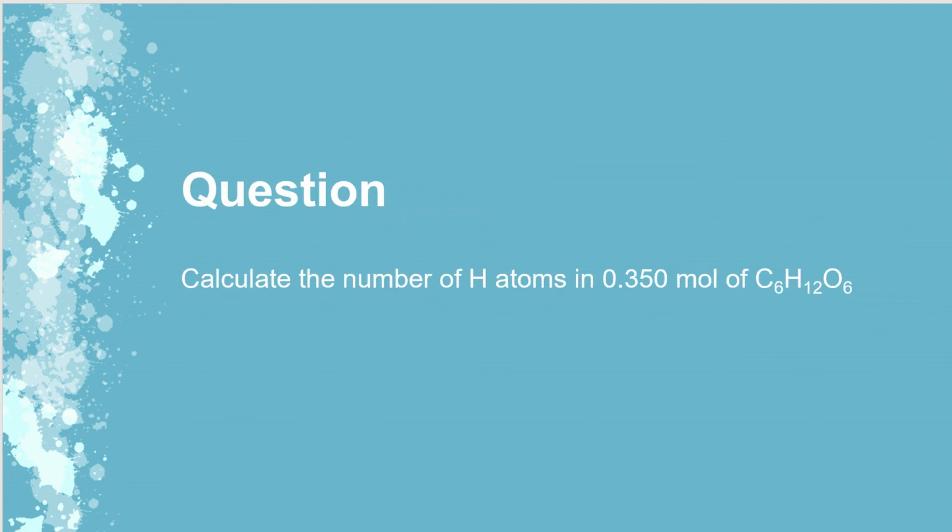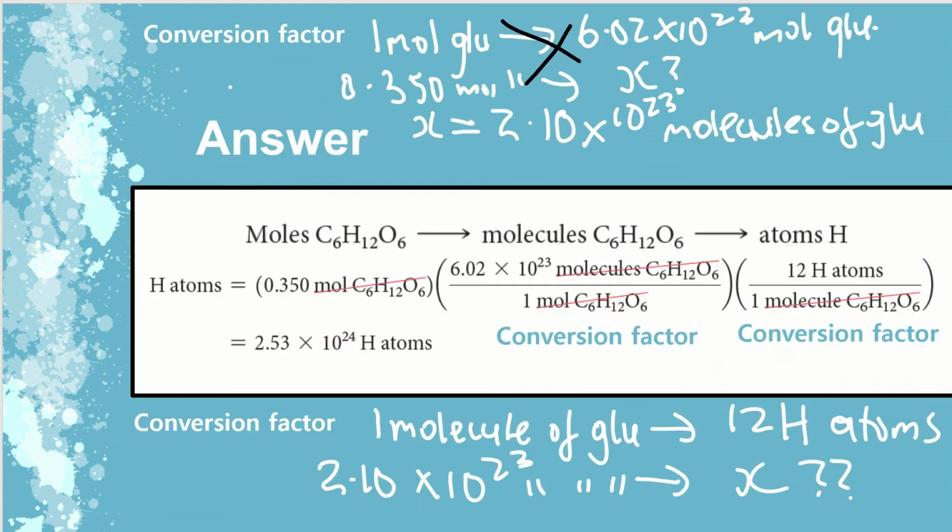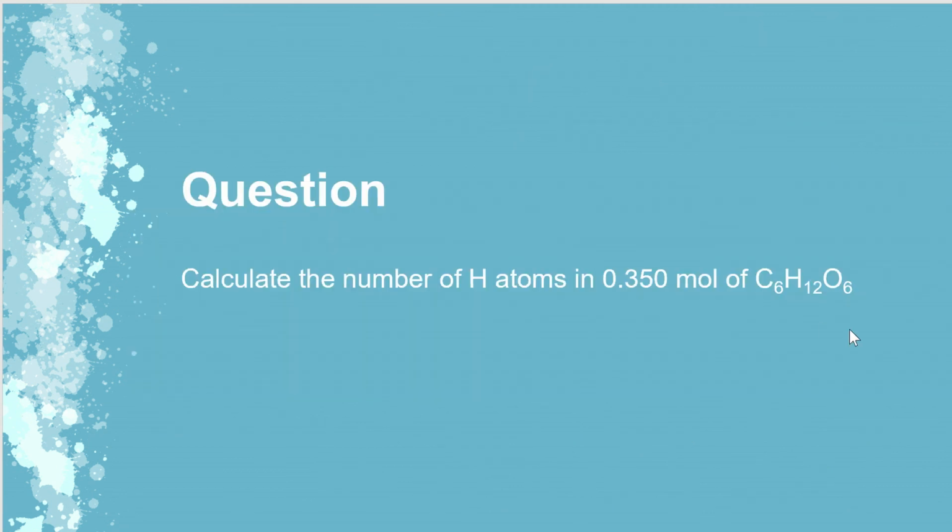So we have another question which says, calculate the number of hydrogen atoms in 0.350 mole of glucose. So take a second and try to answer this question. All right, so how do we answer the question, right? So we have moles and we want atoms. That's what the question asks, all right? We have moles and we want atoms.